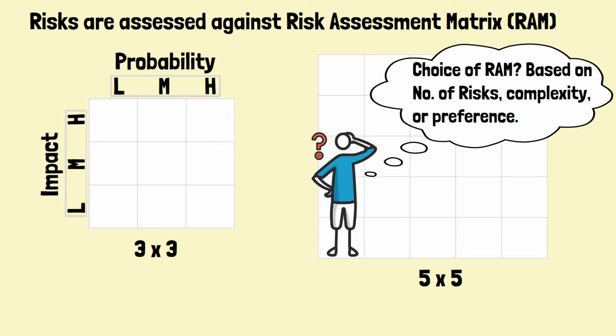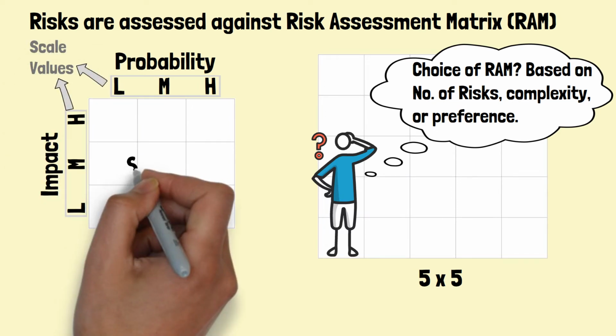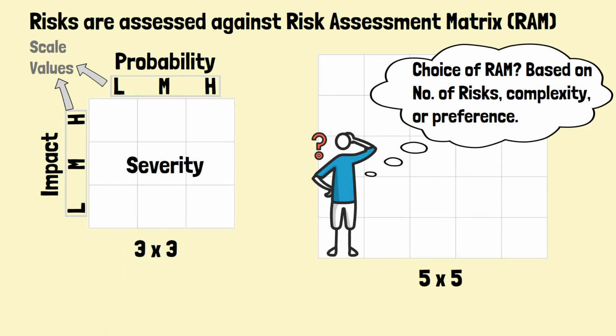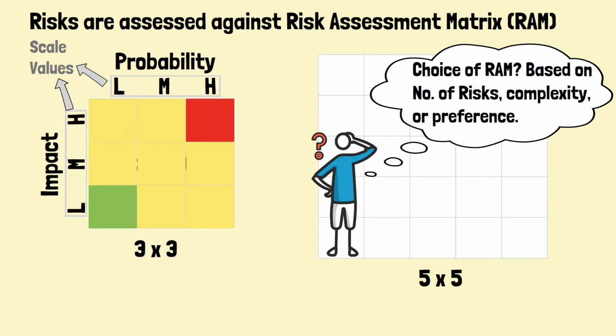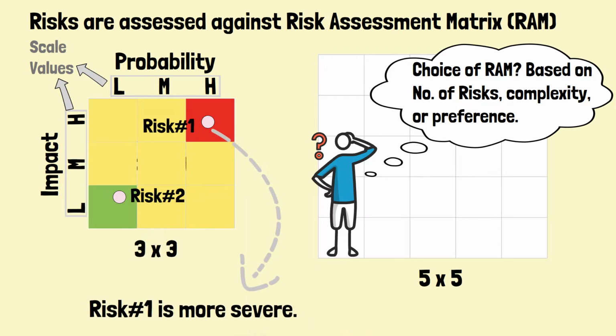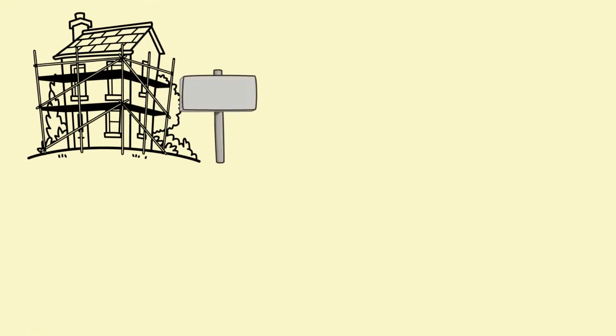And each of these verbal scales can be related to a scale value. The cells in the matrix represent severity, and are usually color-coded. Those falling in the red zone are more severe than those in the green zone. Let's use a house construction scope to illustrate the setting up of a RAM.